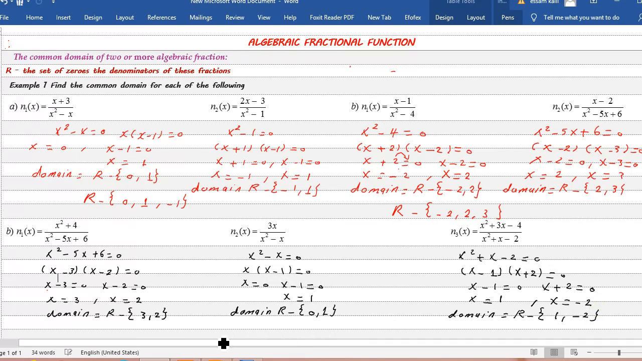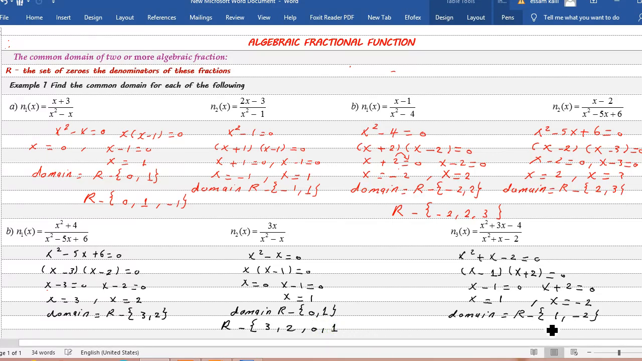Writing the common domain between n1, n2 and n3: R different, writing the 3 and 2, and writing 0 and 1.